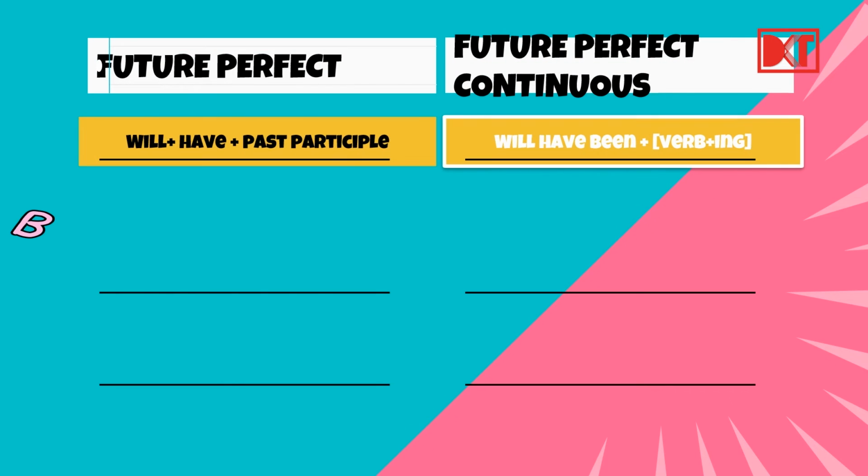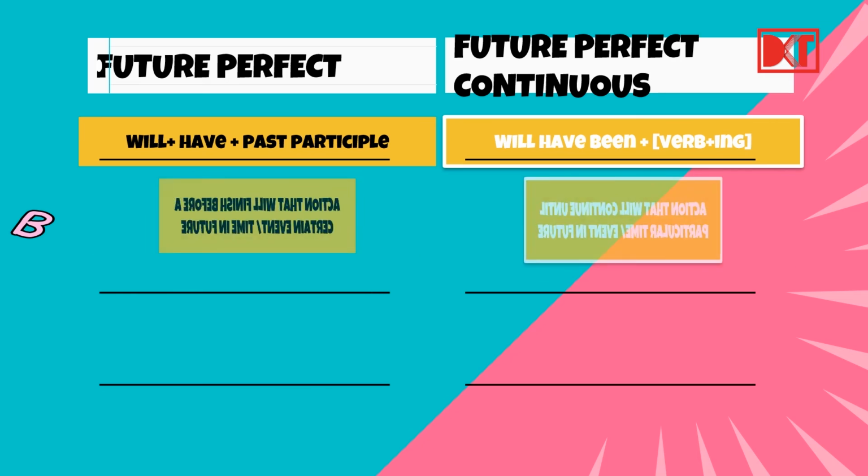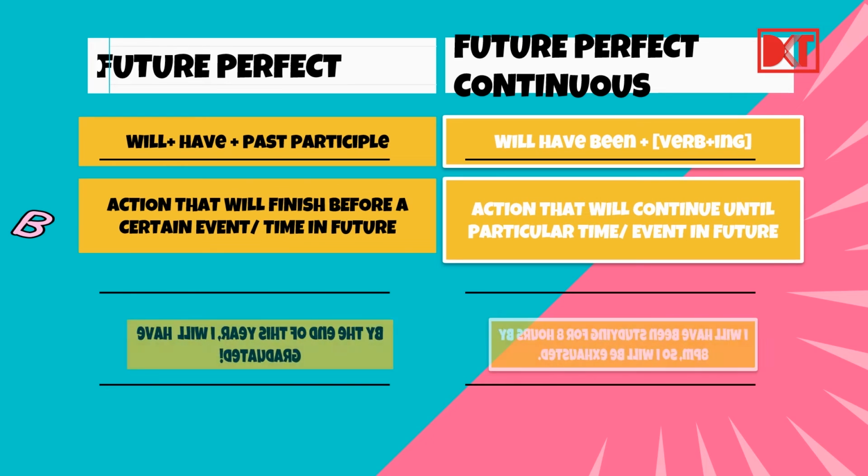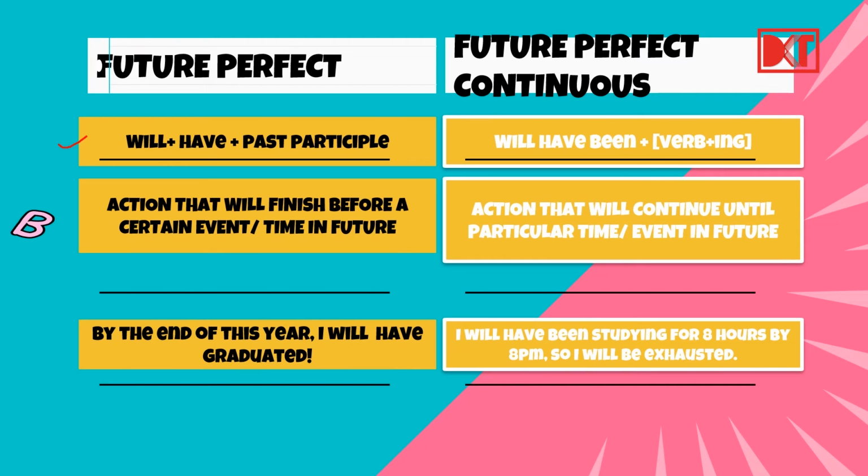Okay, so here now we have future perfect and future perfect continuous. How are they formed? Future perfect is formed with will plus have plus the past participle, which is what? V3. Then we have perfect continuous. How is that formed? Will have been plus the verb ing. Since it is the continuous form, we use verb plus ing. And when is future perfect used? When we have to tell about an action that will finish before a certain event or time in future.